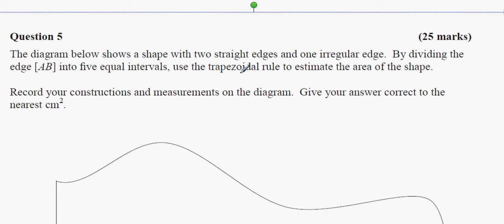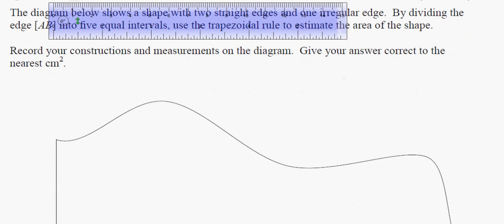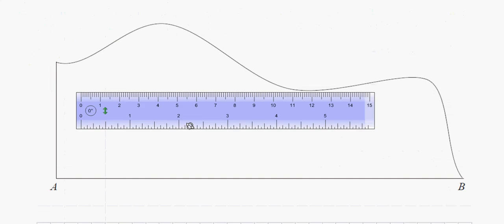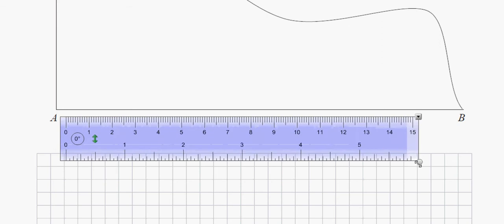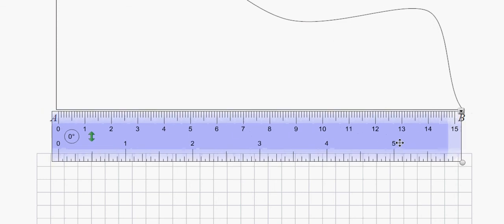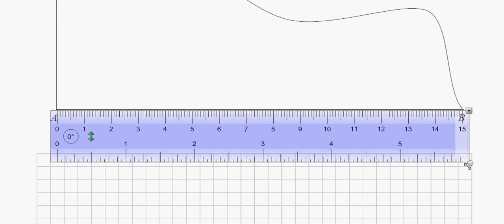Your first point of order will be to measure the full length. Get out the ruler, and you're just going to measure the full length. As it turns out, it is actually 15 centimeters. So the full thing is 15 centimeters when you put it into your book.